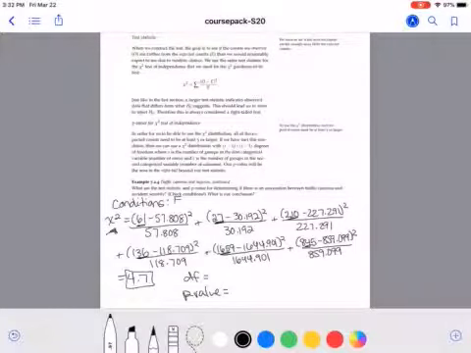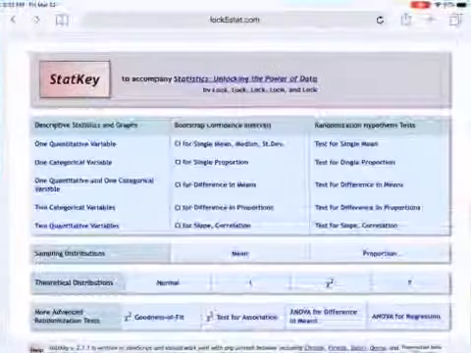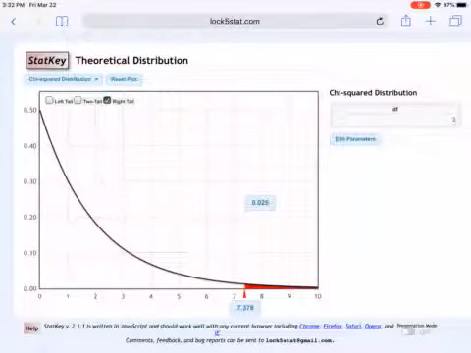Conditions are still that all E's are greater than or equal to 5, and that checks out here, so our sample is big enough. And then our degrees of freedom for these problems is number of rows minus 1 times number of columns minus 1. We had 3 rows because we had 3 accident categories, and then we had before or after camera, so we have 2 columns. So this is 2 times 1, so we get a degrees of freedom of 2. So we go to the chi-square in StatKey, degrees of freedom 2, and look in the right tail. And then we enter our test statistic, which was 4.7.